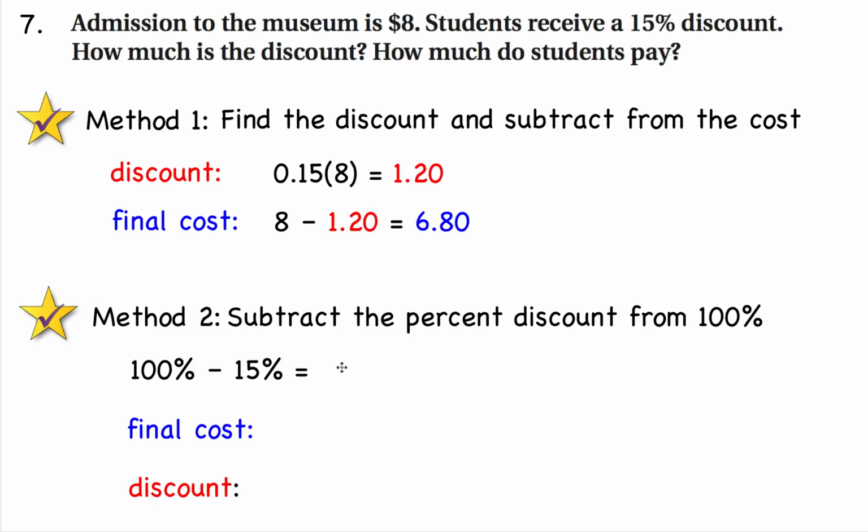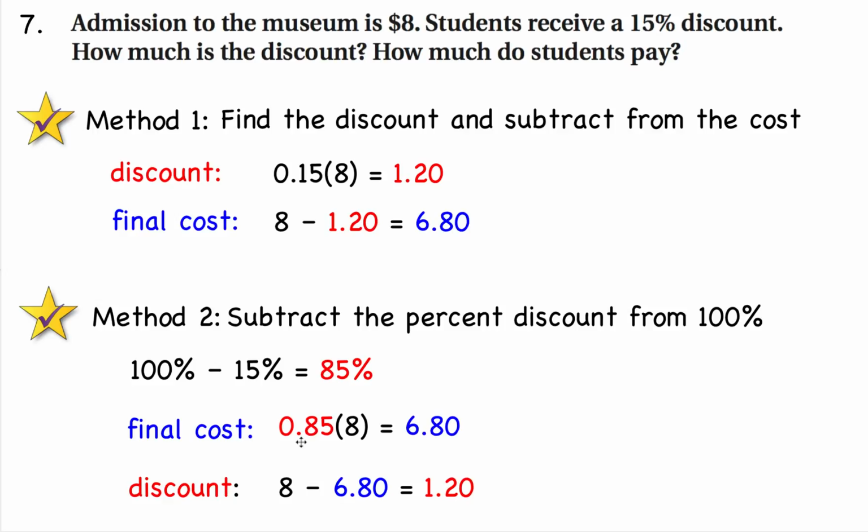The second method, if they just ask you to find the final cost, this method is more efficient. And for this method, what you're going to do is take 100% minus whatever the percent discount is, and that gives us 85%. Well, they're going to pay for 85% of the cost. So you're going to take 85% as a decimal times the original amount gives us the amount they're going to pay. Notice it matches. The discount then is the $8 minus the $6.80, which is $1.20.